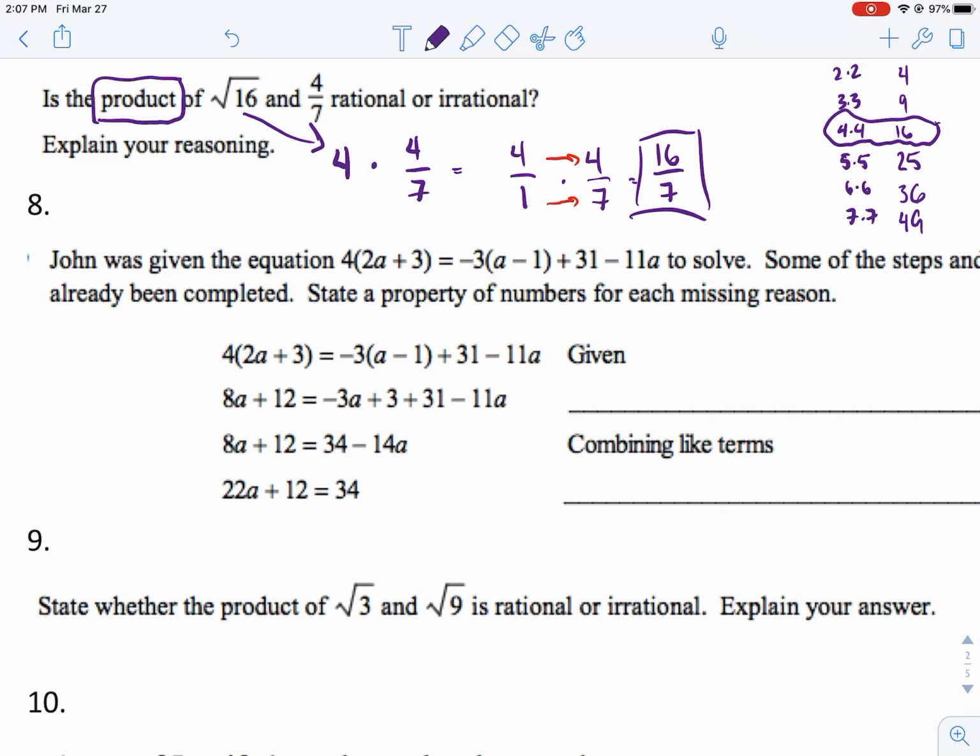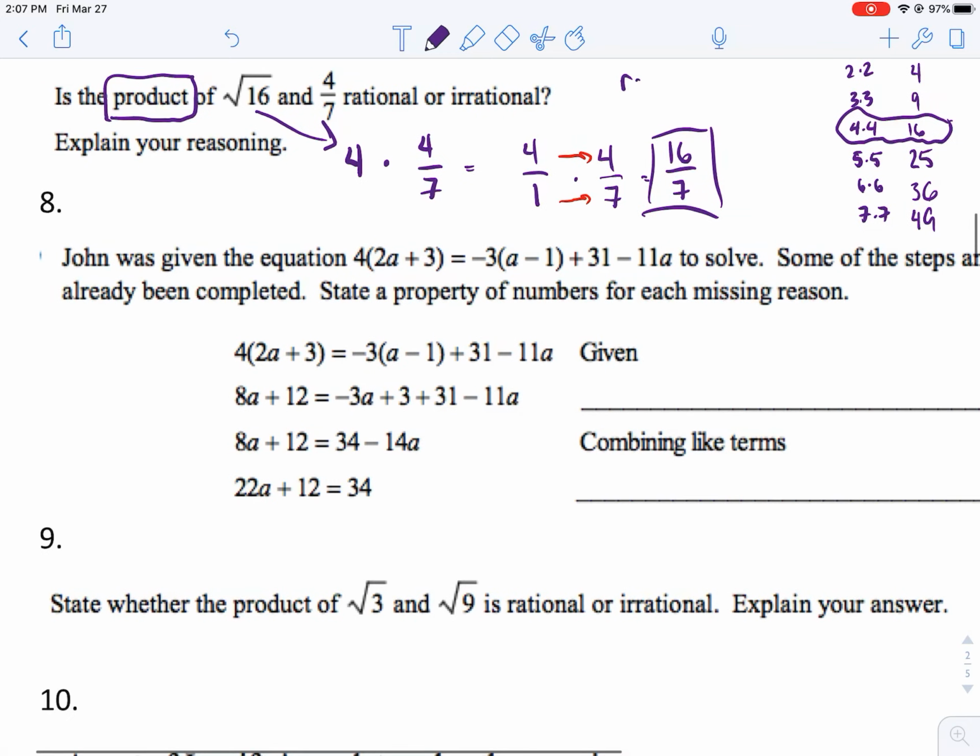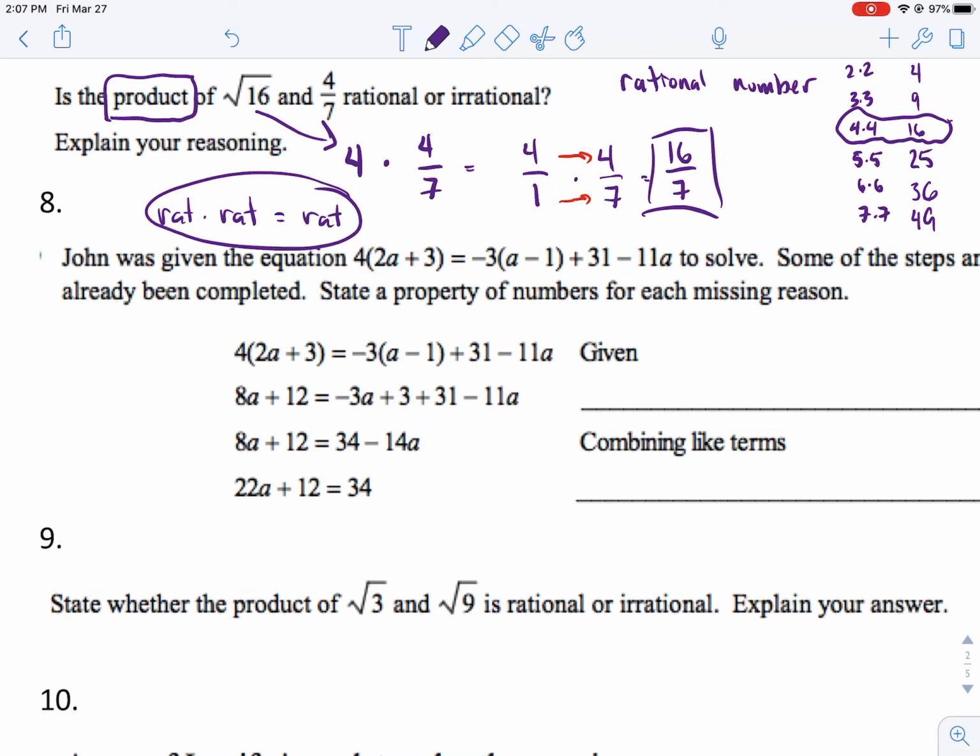Now what we just talked about above is we said that if it can be written as a fraction, it is rational. And because this is written as a fraction, this is a rational number. The rule is anytime you multiply a rational times another rational, you will always get a rational number. In this case, square root of 16 was a rational number, and also 4/7 is a rational number. And so therefore, rational times a rational equals a rational.